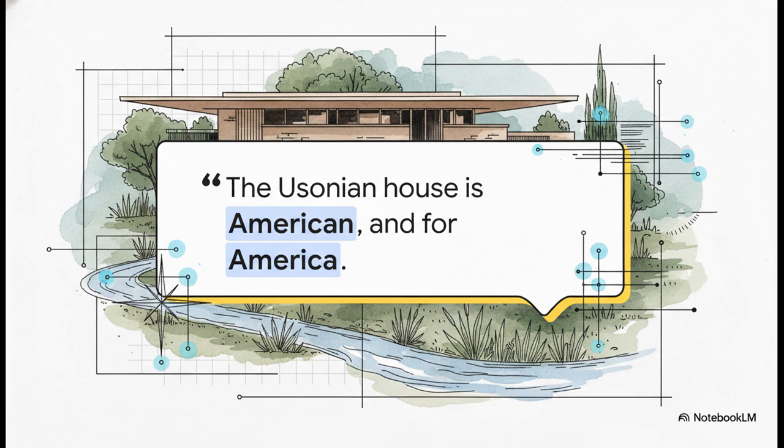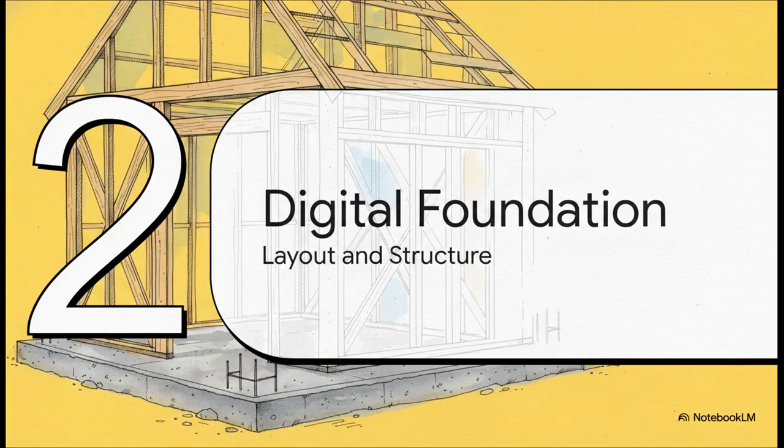And this quote, it just gets right to the heart of it. It's all about democratic design, something that's accessible, practical, and really rooted in the landscape. And these ideals, affordability, sustainability, and that sense of connection, are the exact things we're going to translate into our digital blueprint. So, how do we start building? Well, just like a house, we begin with the foundation, the layout, and the structure. This is the frame that's going to hold everything else together.